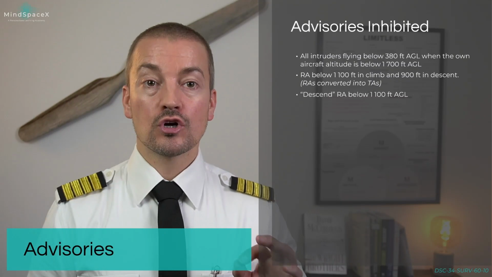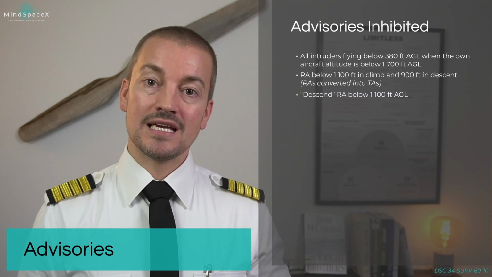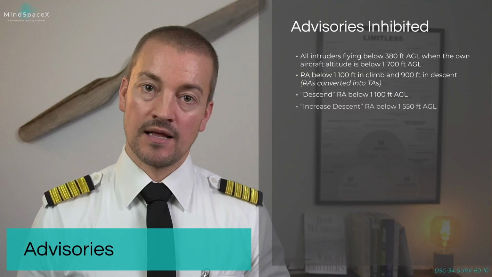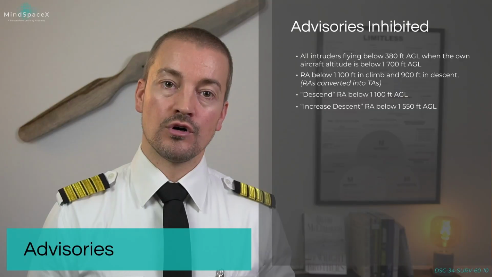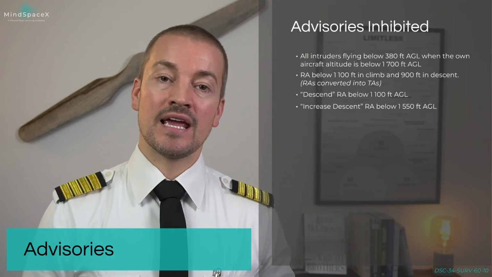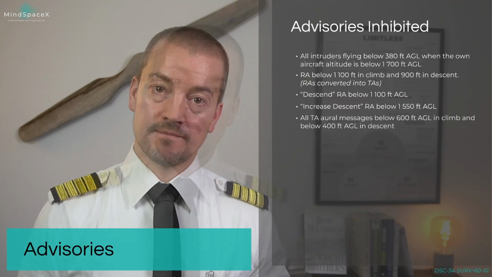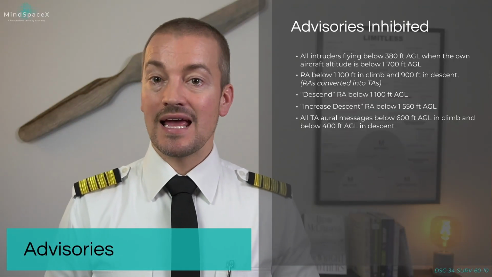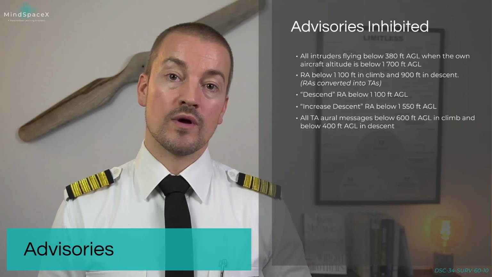The vertical command "descend," given if an RA triggers, is inhibited below 1,100 feet AGL, as is the "increase descent" vertical command if the RA is below 1,550 feet AGL. All TA messages below 600 feet AGL when climbing and 400 feet AGL when descending are also inhibited.